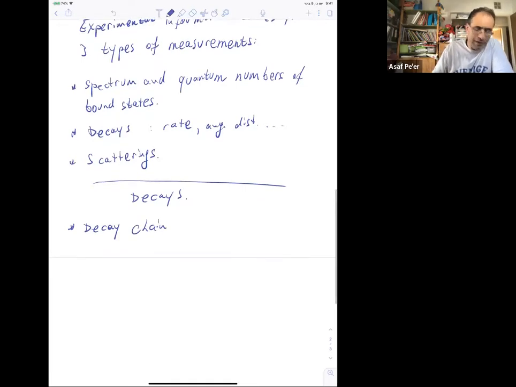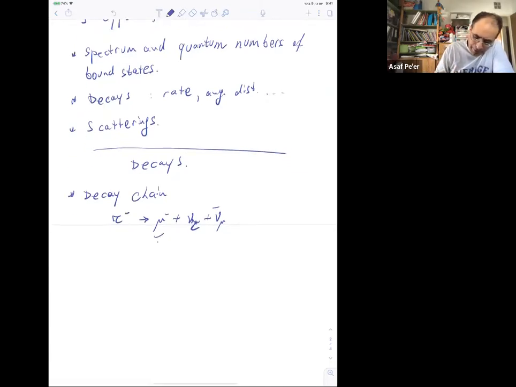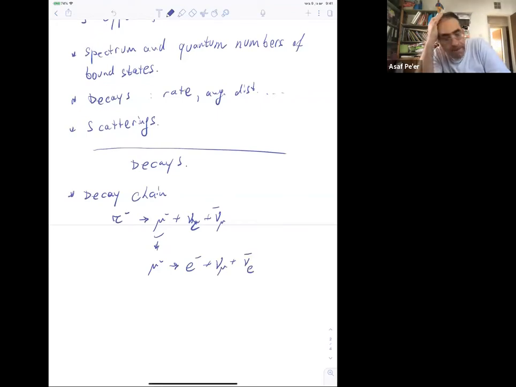So for example, we can think of a tau particle that decays into a muon plus, of course, a neutrino tau, plus an anti-neutrino muon, to conserve the muon family number. But then the muon itself is not a stable particle, so it will decay into an electron plus a neutrino muon plus an anti-neutrino electron. So this is called a decay chain. That's actually quite common. The outcome of a decay is not necessarily stable itself. So this is something which is seen all over.